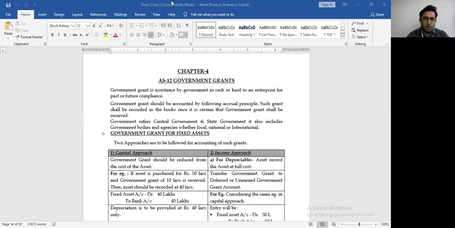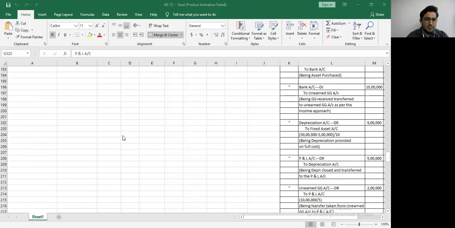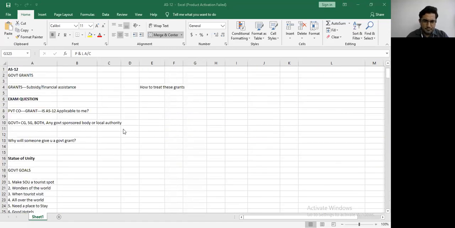Okay, fine. Since there are no doubts, I will quickly revise the entire standard with you, which will cover all the approaches as well. Then we go to the practical questions. Right. See what we were doing. We were doing AS-12, which is government grants.